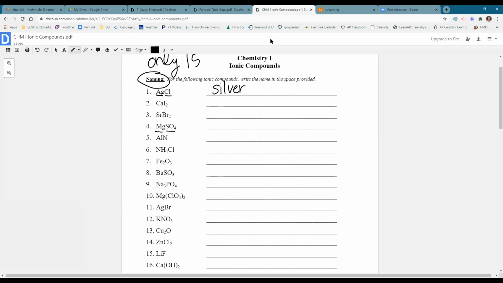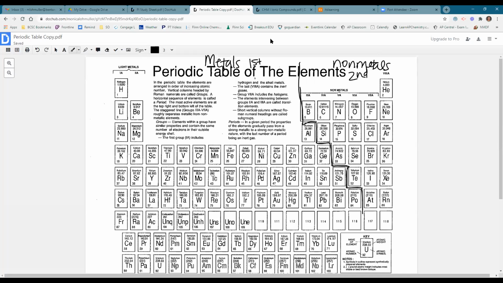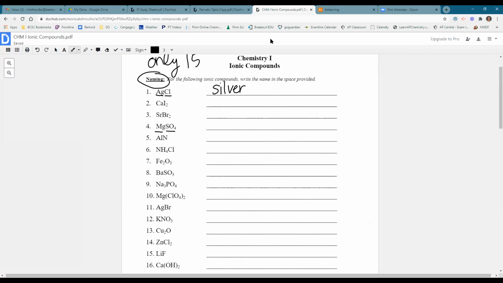And since Cl is second, and we said when it's second and it's a non-metal, that means we're going to change it to -ide, just like we did with the anions in chapter 7. So instead of chlorine, we're going to say chloride. So the name of AgCl is silver chloride.